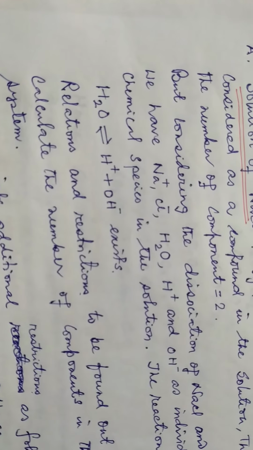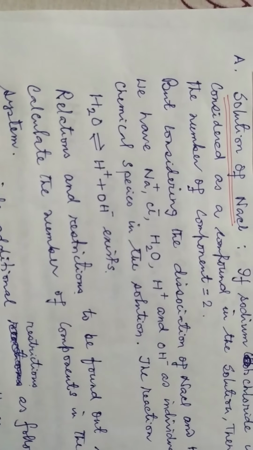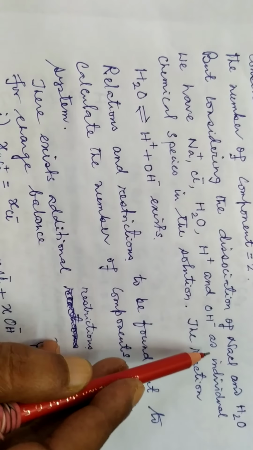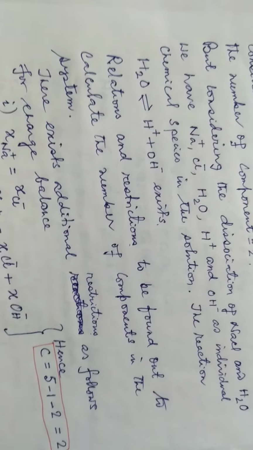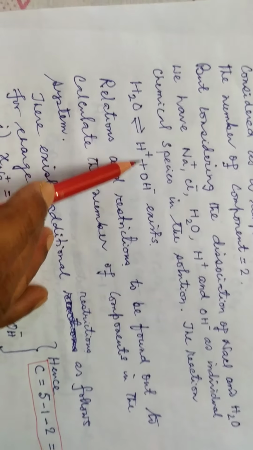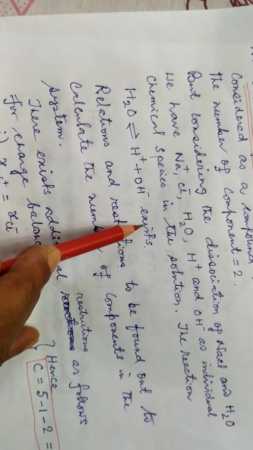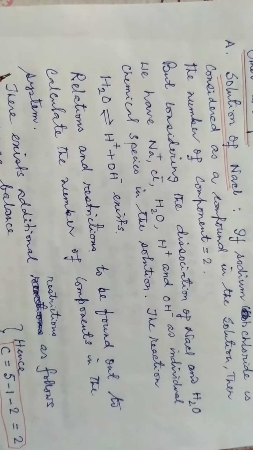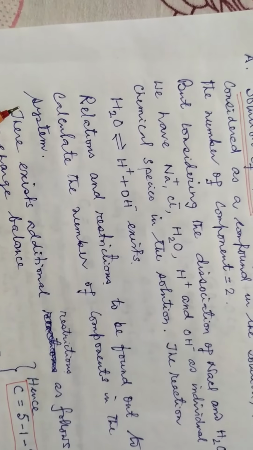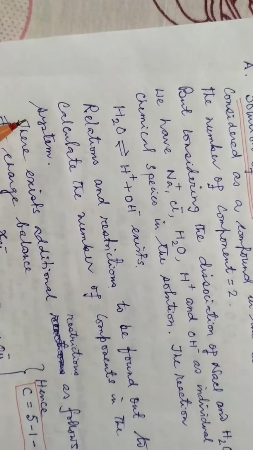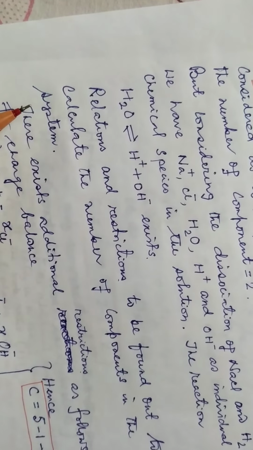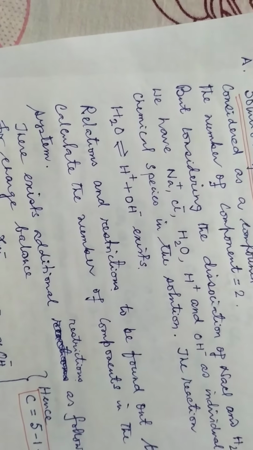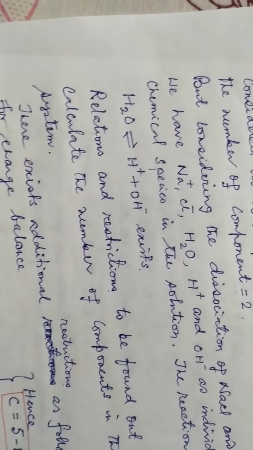So, in total, there will be 5 individual chemical species in the solution. Now, there exists a reaction H2O equilibrium H plus plus OH minus. This exists in the solution. The question may arise why the dissociation of NaCl is not taken into consideration as an equilibrium. Because sodium chloride is a strong electrolyte, it will instantly undergo dissociation to form sodium and chloride ions, and sodium and chloride ions will not recombine to form sodium chloride again. So there is no equilibrium reaction, so it is not taken into consideration.